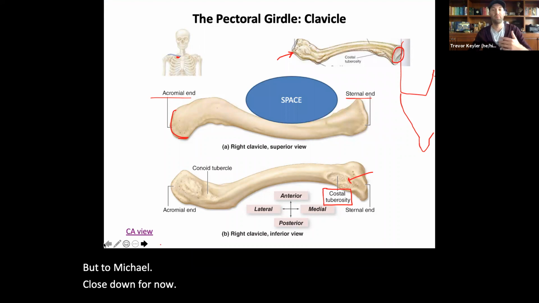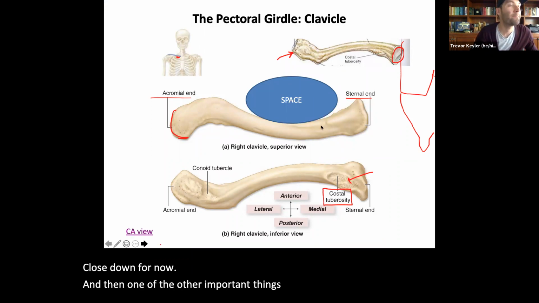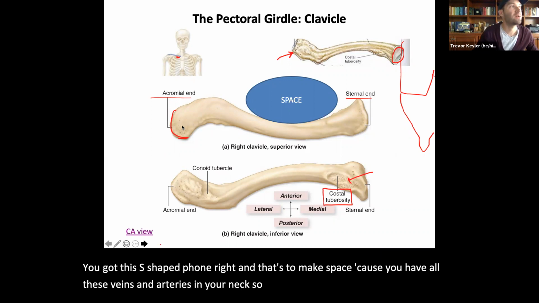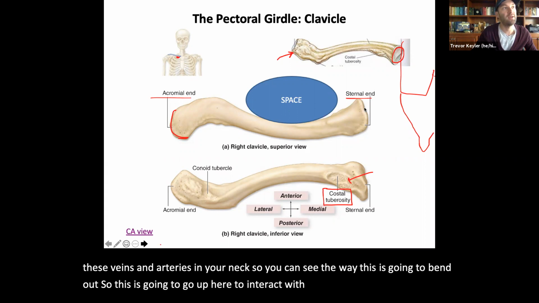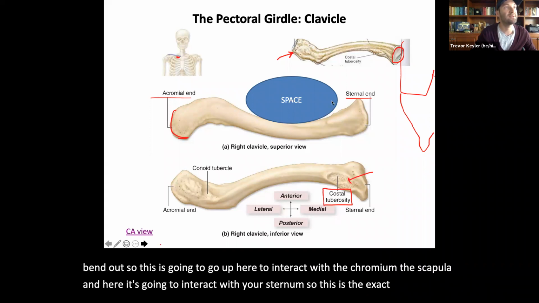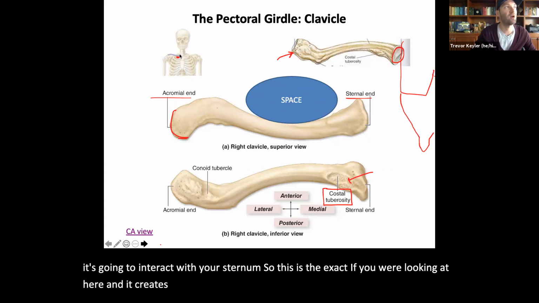Oh, and one of the other important things is you've got this S-shaped bone, right? That's to make space because you have all these veins and arteries in your neck. So you can see the way this is going to bend out. This is going to go up here to interact with the acromion of the scapula, and here it's going to interact with your sternum. So this is the exact view we're looking at here, and it creates this space for those veins and arteries of the neck.